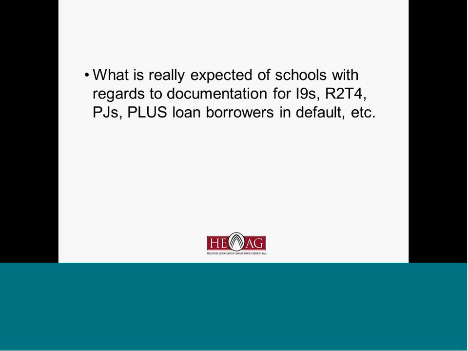And R2T4s, PJs, plus loan information, those are specific to financial aid. With PJs, I'll touch on that one. The Department of Education wants you to justify why you're making a particular change. And so if you are going to make adjustments for wages or child support or child care and so forth, you need to clearly document what you've done with that file and what is considered to be acceptable documentation.